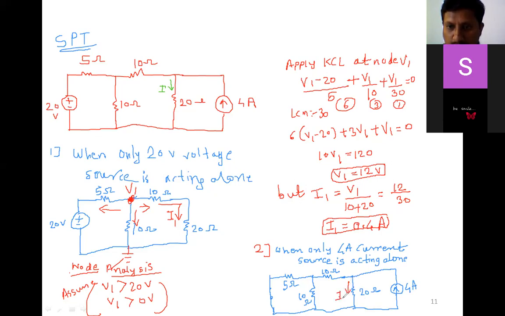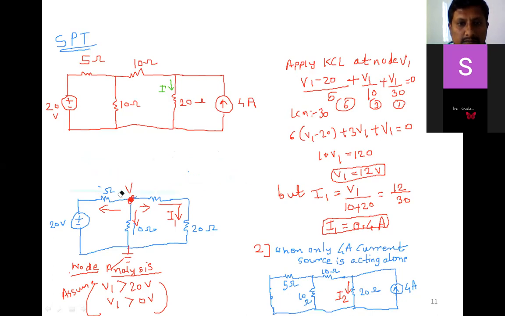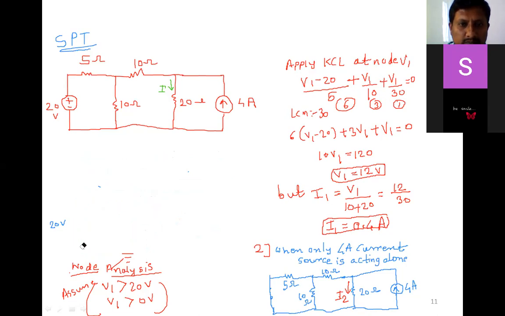So I will give the name as I2, because I am taking the second source, and for that purpose the current I2 we have to calculate. So how to calculate this current I2 now? By which method can we calculate? Can we use nodal analysis here?